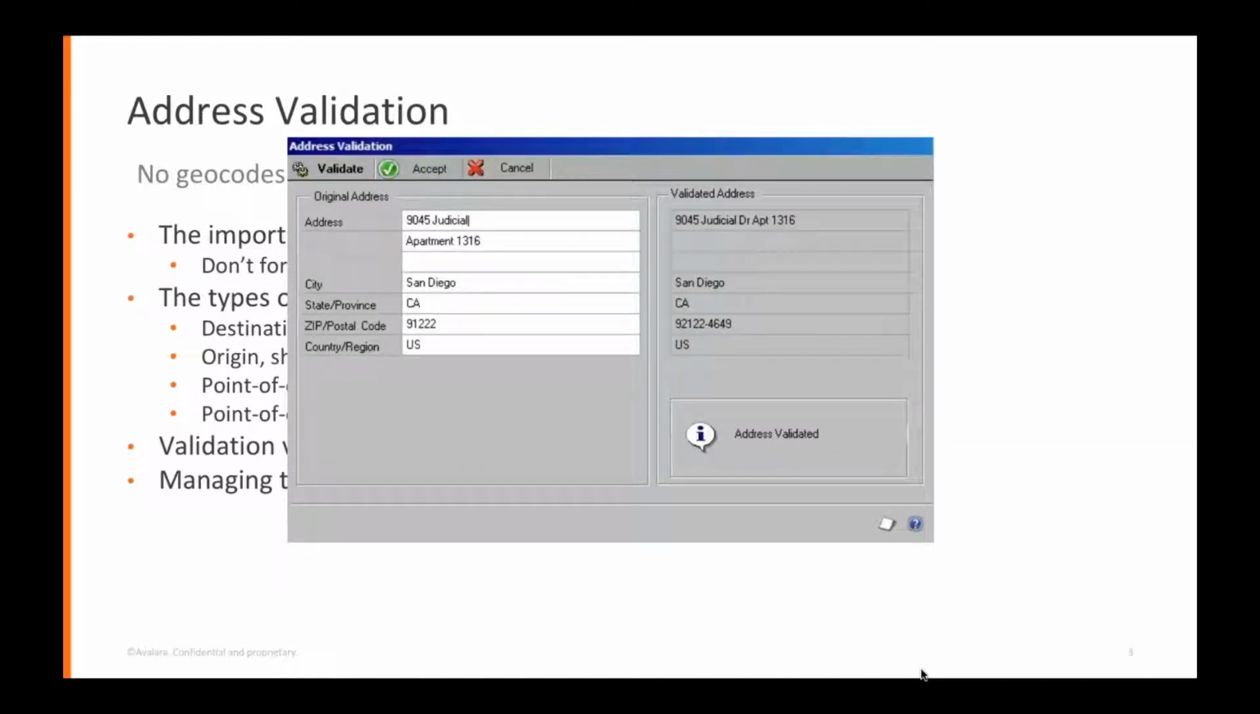And here's an example of an internally built Avalara integration or connector in the response from the address validation call. You'll see over here on the left side of the screen, this was the address as input within the ERP or the accounting solution. I had 9045 Judicial as the address line 1, apartment 1316 on address line 2. I did put in a city, state, and a zip code, but just the 5-character zip.